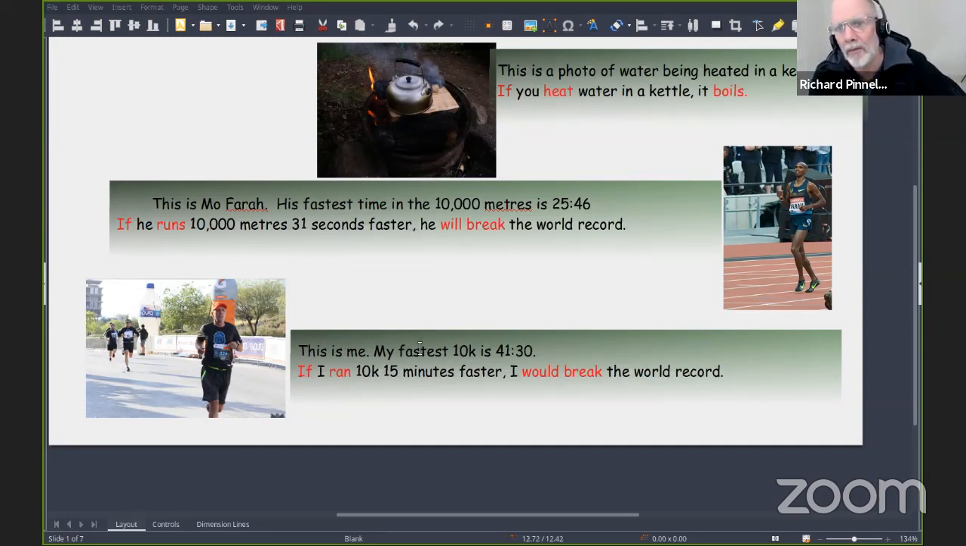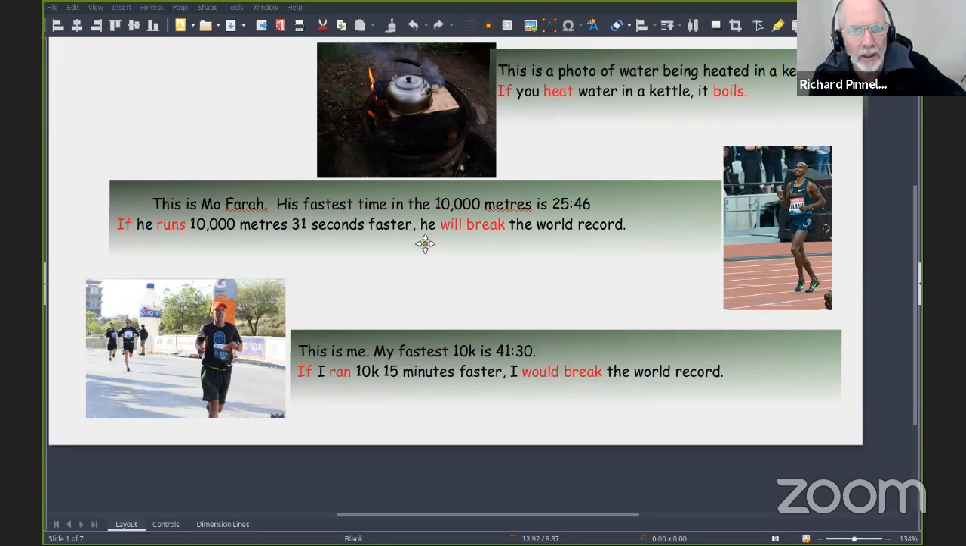Then we have an example of the second conditional. This is me a couple of years ago. My fastest 10K is 41 minutes 30. If I ran 10K 15 minutes faster, I would break the world record.